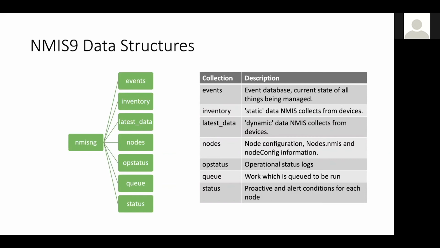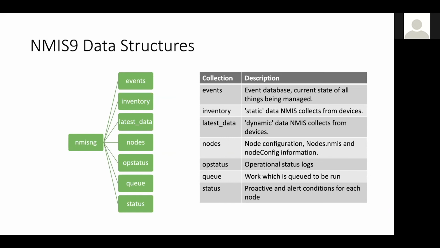Then under MongoDB, you have collections. A collection is analogous to a table. It's a similar thing, but it's not a table, because a table is two-dimensional, and MongoDB supports rich data structures, 3, 4, 5, 6 dimensional data structures, right? So the top level collections that we have are events, inventory, latest data, nodes, op status, queue, and status.